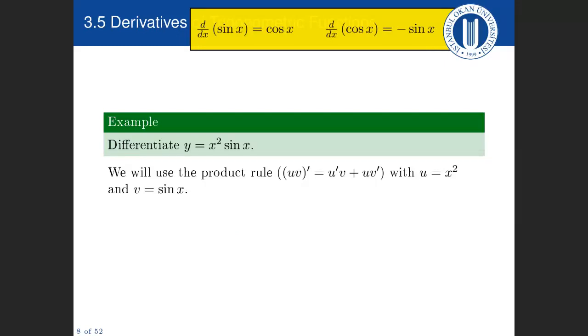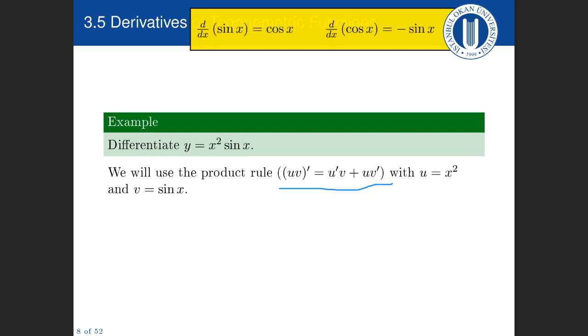Differentiate y is equal to x squared sine x. Now we have function multiplied by function. So for this type of question, we're going to use the product rule. And let me just remind you, the product rule is that the derivative of uv is u prime v plus uv prime. We differentiate the first function, we leave the second function as it is, and then plus, leave the first function as it is, and then differentiate the second function.